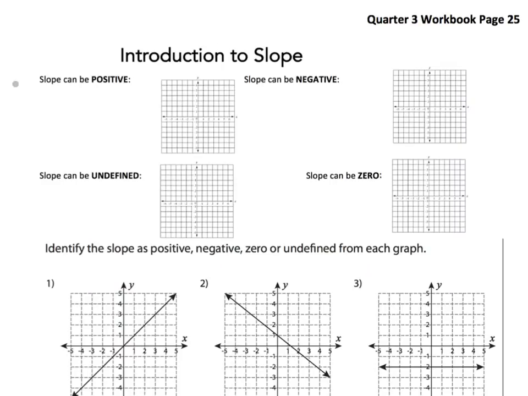Turn to page 25 in your workbook. Today we will have an introduction to slope. The slope is the measure of the steepness of a line. If the y values are increasing as x increases, the line has a positive slope. This means if you trace a line with your finger from left to right, in the same order you read a book, the line will go up to the right.